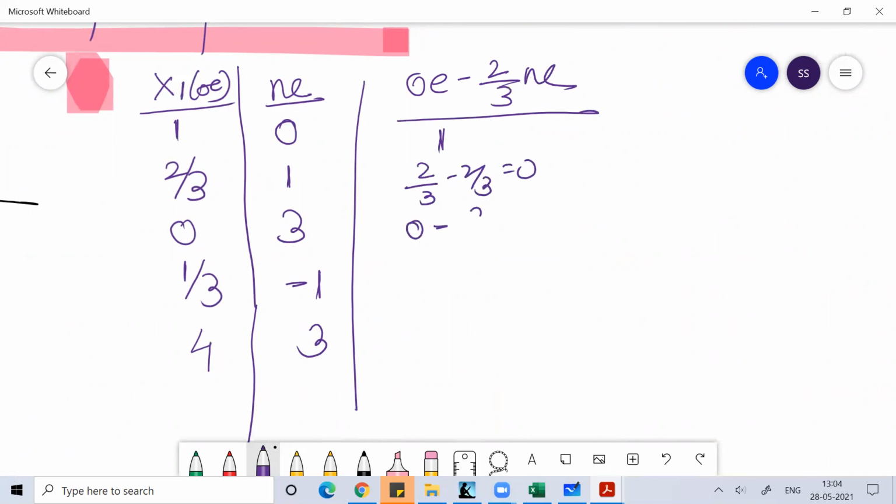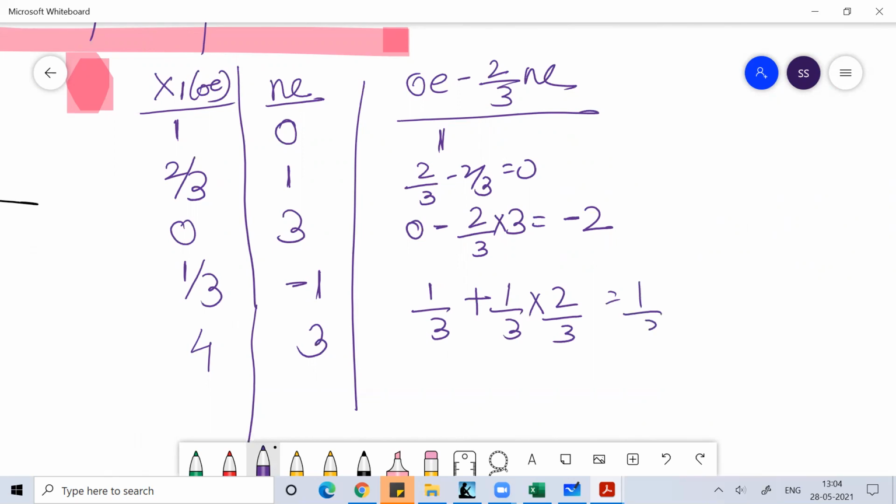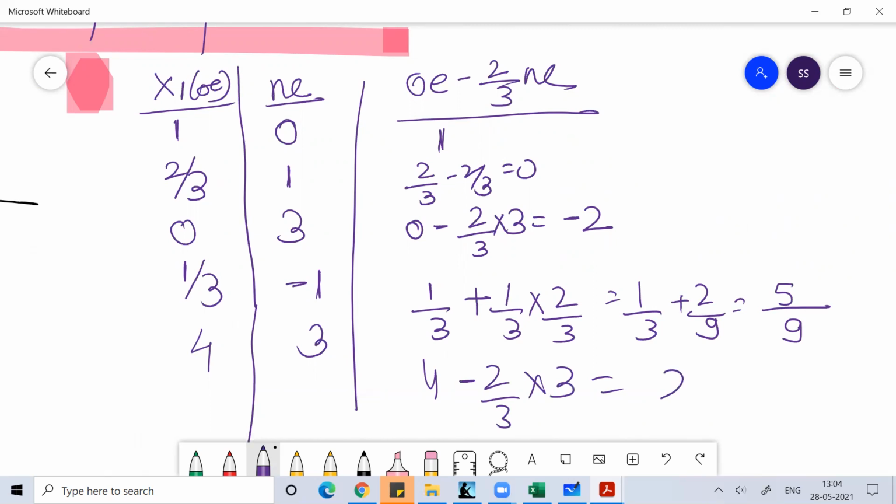So 0 minus 2 by 3 into 3. This is minus 2. Then 1 by 3 minus minus, plus 1 by 3 into 2. That is 1 by 3 plus 2 by 9. Taking 9 common, 3 plus 2, 5 by 9. Then the last one is 4 minus 2 by 3 into 3, and it is 2. So you'll get 1, 0, minus 2, 1, and 2.